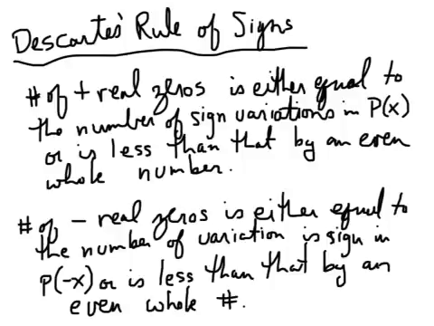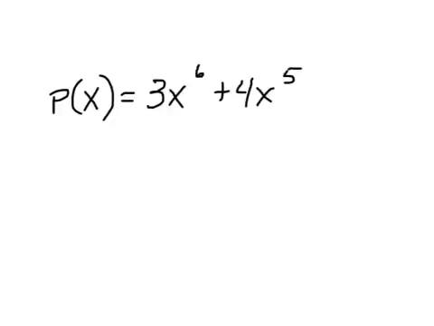I'm going to do the exact same problem and then just show you what I mean by the number of sign variations. Or maybe I'll give you a different one here and find one that I know would be a really good one to look at. So if I have P of x equals 3x to the 6th plus 4x to the 5th plus 3x to the 3rd minus x minus 3.